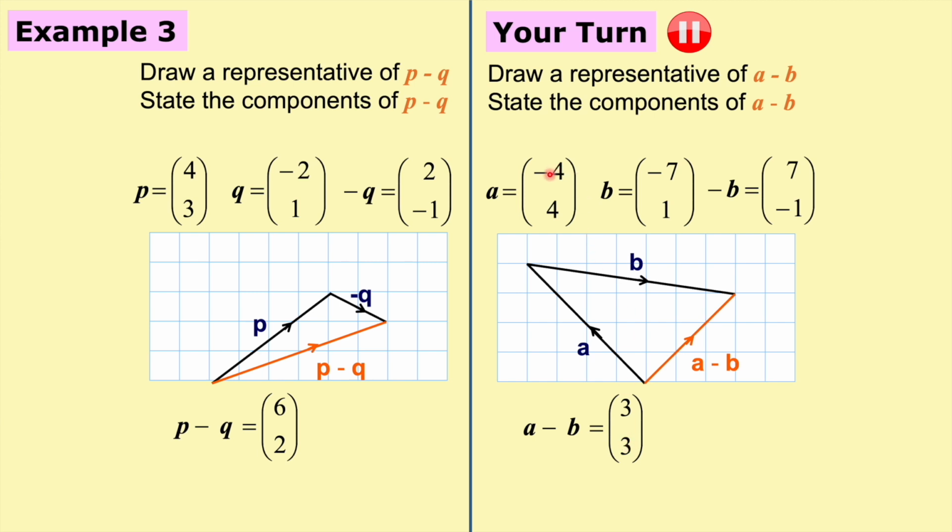So we have negative 4 subtract negative 7, which becomes negative 4 add 7 to give us 3, and then 4 subtract 1 is 3. So well done if you got that.